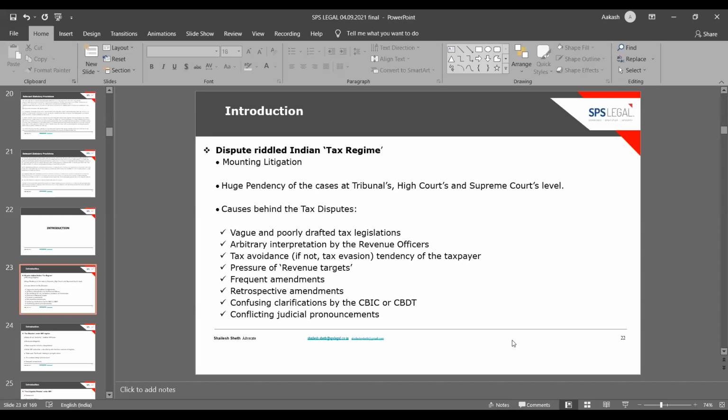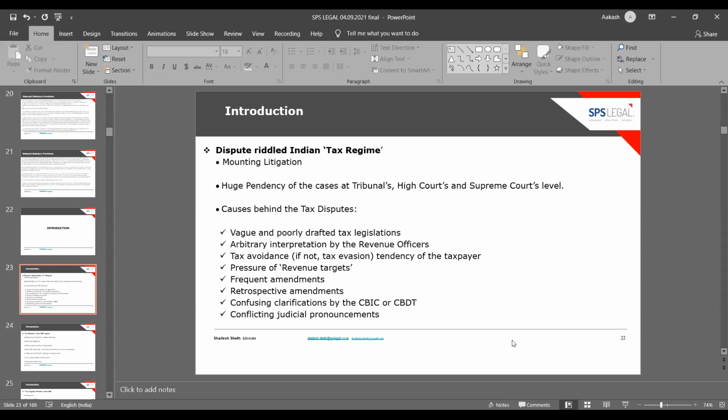The causes behind the tax disputes need not be unknown; we may not be unfamiliar with them. We all know the reasons. The first and foremost is vague and poorly drafted tax legislation. As Voltaire has famously said, poorly drafted laws are the worst sort of tyranny. Arbitrary interpretation by the revenue officers: once the tax provisions are not properly drafted, it gives scope for arbitrary interpretation to the revenue officers, and at times even to the taxpayers as well.